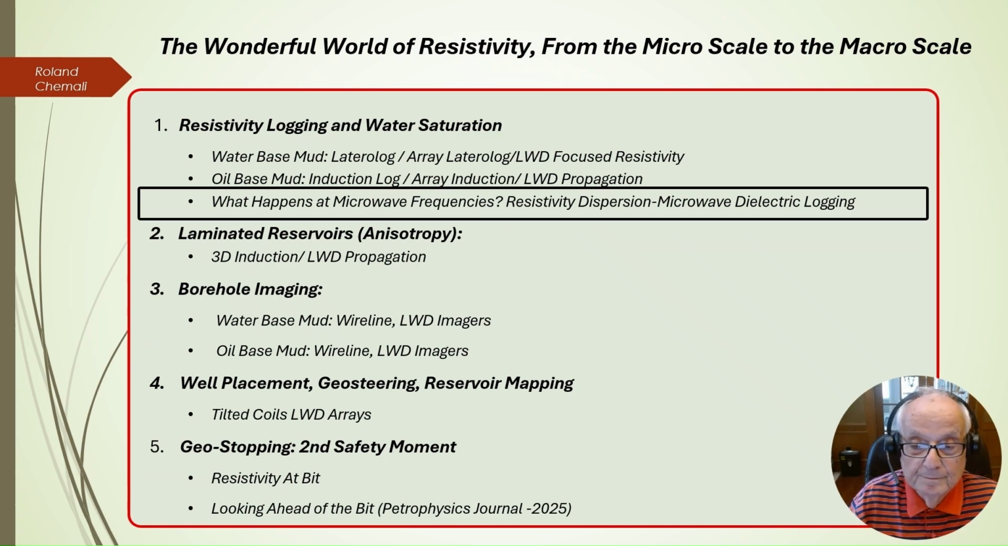I just want to make a quick diversion. What happens at microwave frequencies? At microwave frequencies, resistivity is very much subdued as compared to at regular LWD or wireline frequency. In other words, if in the lab you take a core and you measure it at 1 kilohertz or 10 kilohertz or 20 kilohertz, you'll get a certain resistivity. But if you go to the gigahertz range, which is your microwave oven, then you will get a much lower resistivity. That's known as the resistivity dispersion.